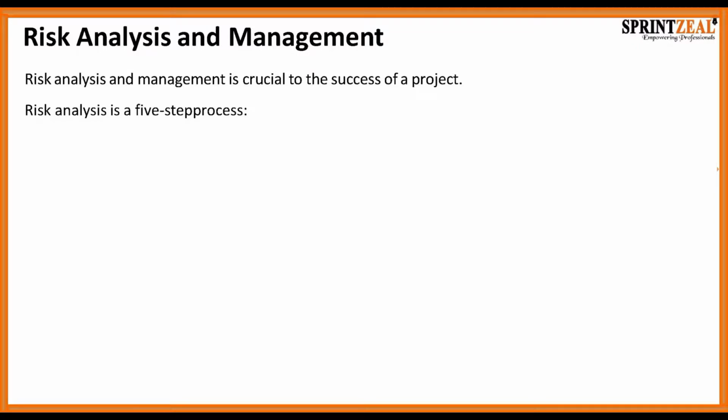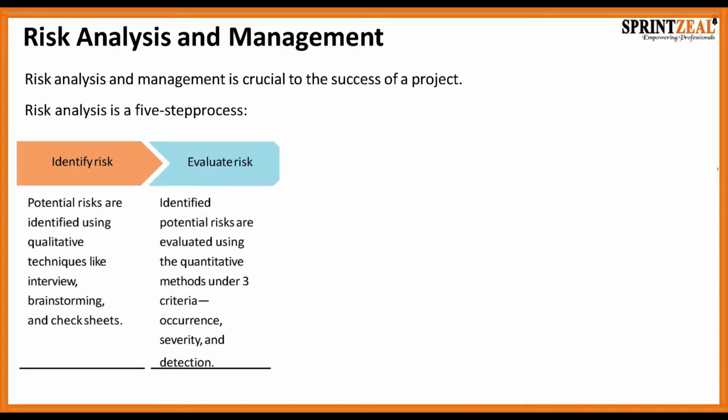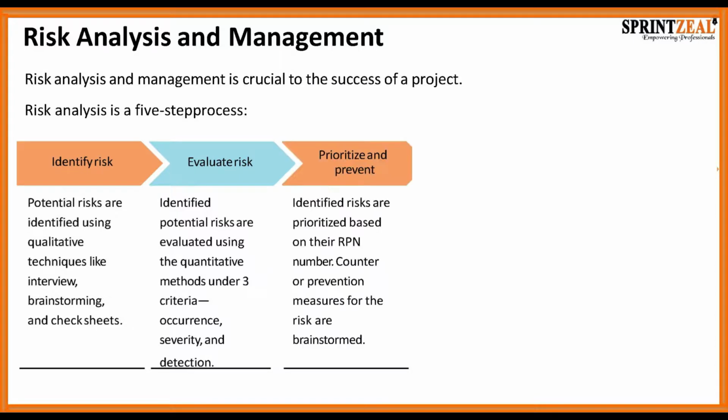Now, risk analysis can be split up into a 5-step process. It begins by identifying risk. Now, potential risks are identified using qualitative techniques like interviewing, brainstorming, or maybe a balanced check sheet. The next step is to evaluate that risk. Now, identified potential risks are evaluated using the quantitative method, which is the 3 criteria of occurrence, severity, and detection. It's an FMEA.